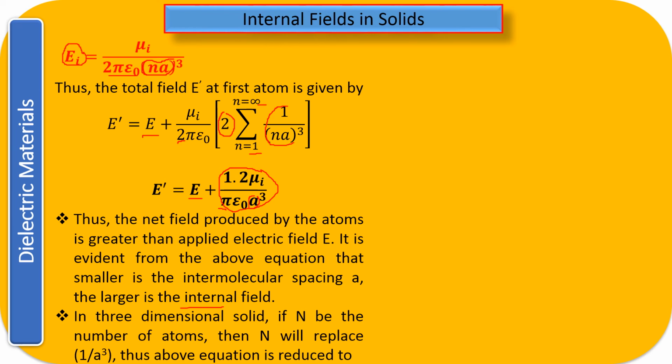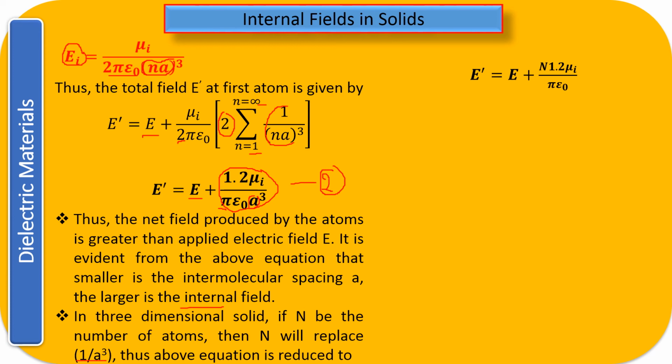In 3-dimensional solids, if n is the number of atoms, then n will be replaced by 1 upon a cube. You should remember this: if n is your total number of atoms, then 1 upon a cube, let us suppose this is equation number 2, can be replaced by your n. And therefore the equation can be given as E dash equal to E plus n into 1.2 into mu I upon pi epsilon naught. So this is the value that we'll be getting for your internal fields.